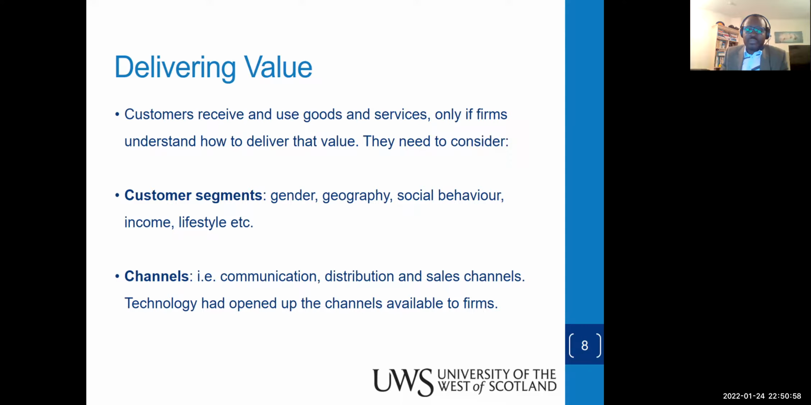Usually we will have to classify these into various dimensions. And when considering who gets what, we need to consider the segments. Are we producing based on gender or geography or social behavior or income level or lifestyle? If you are producing for women, remember what they need. If you are producing for a particular culture, remember what they need.